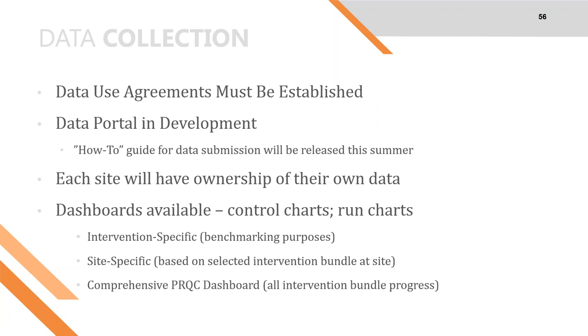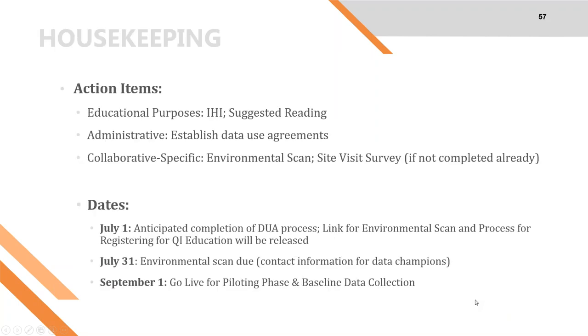In addition to the site-specific dashboards, we will have intervention-specific dashboards. So this will be aggregate data for all sites that are participating in a single bundle. You'll be able to benchmark yourselves against other sites that are also participating. And then finally, we'll have a comprehensive dashboard for the Global Collaborative, where all of you can see the progress that's being made and the work that's being done across all 16 teams. But really, this will be an aggregate across all of 146 sites. So hopefully that explains those items well, and we're happy to answer any questions about that, but I'm going to turn it back to Crystal to talk a little bit about the housekeeping.